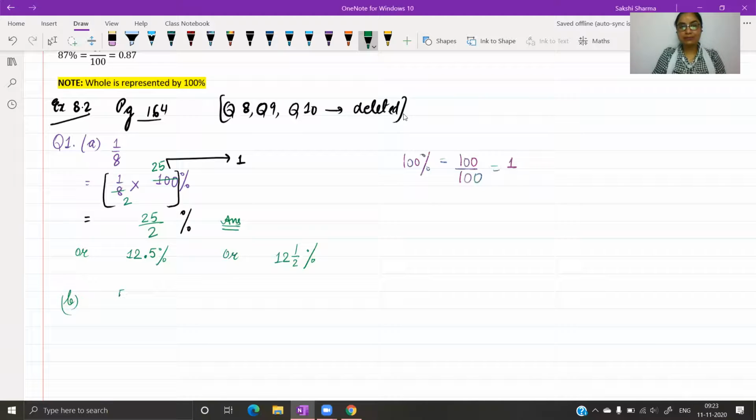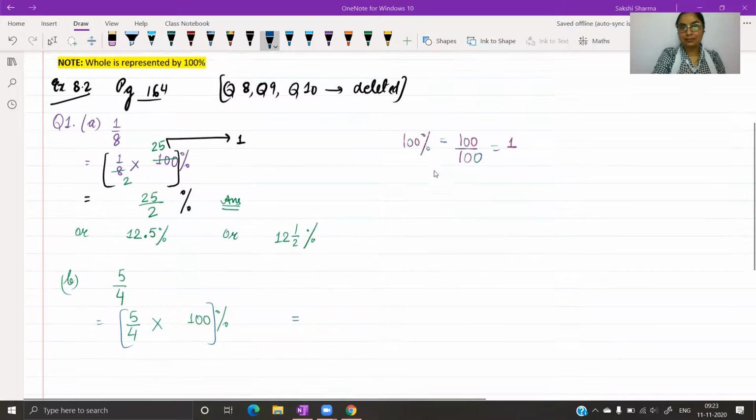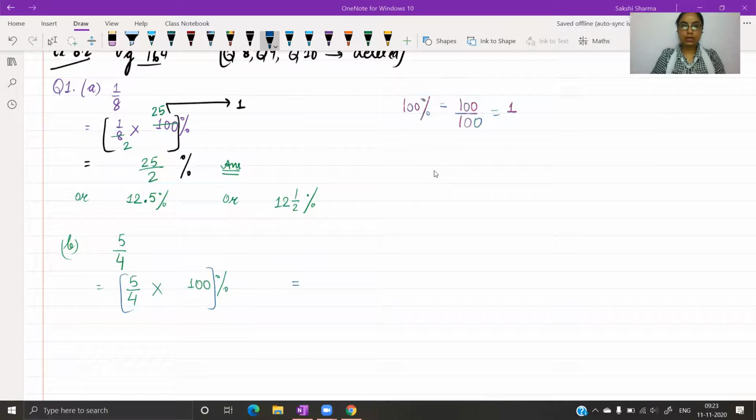Let's take up B part. We have 5/4. So we will be writing 5/4 multiplied with 100%. Solve the numbers. Work with your numbers here that you can see and obtain your answer. So again, 4 ones are 4 and 4 25s are 100. So we will have 5 into 25 with the percent sign. This answer is 125%.